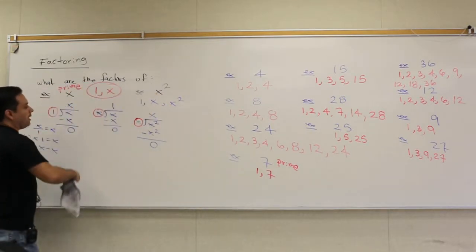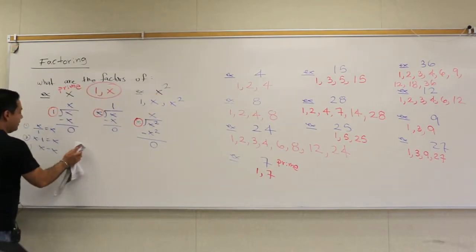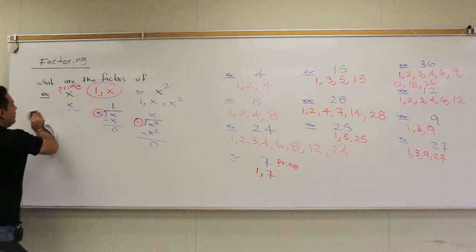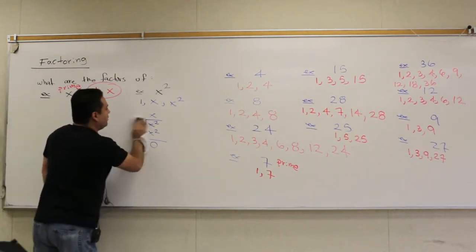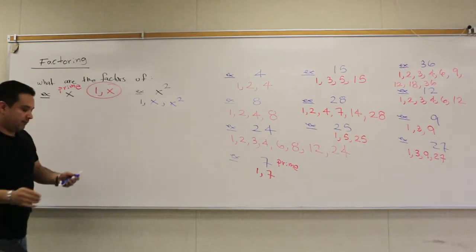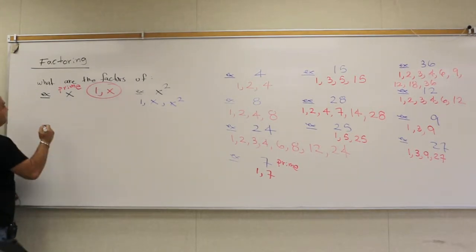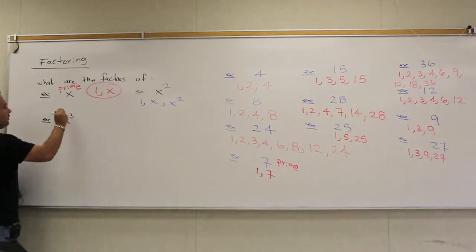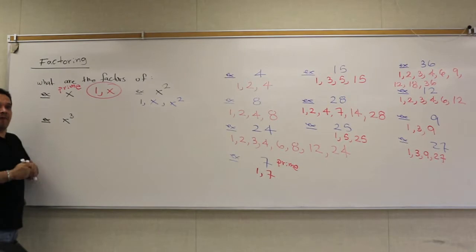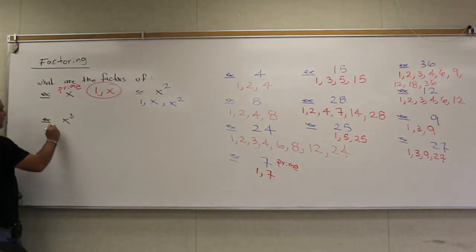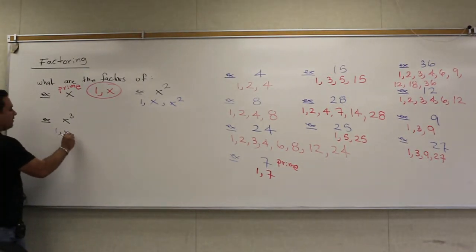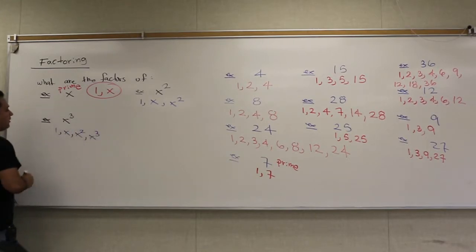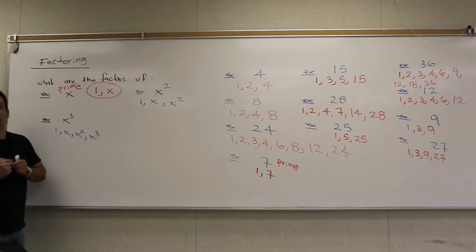All right. Can I erase this here? You guys have this? Okay, here we go. What are the factors of x to the third power? What do you think they might be? 1, what else? X, okay, good. What else? X squared and? Good. Interesting. You okay with that one?